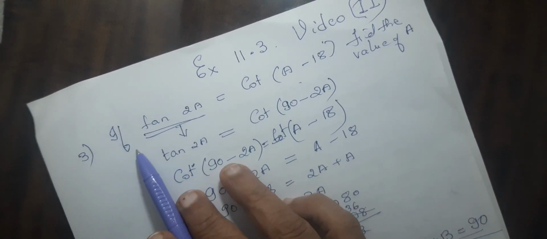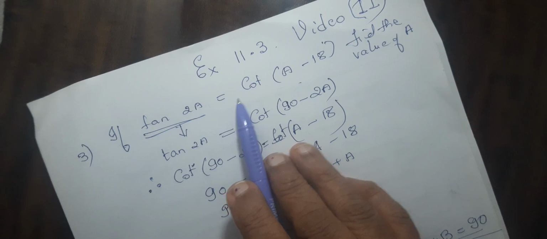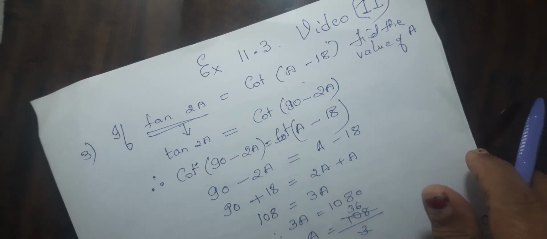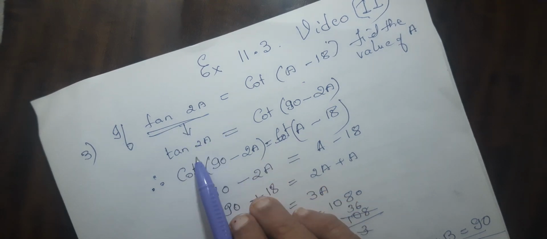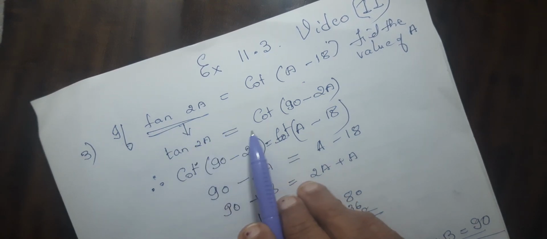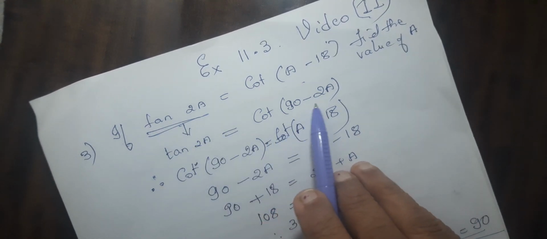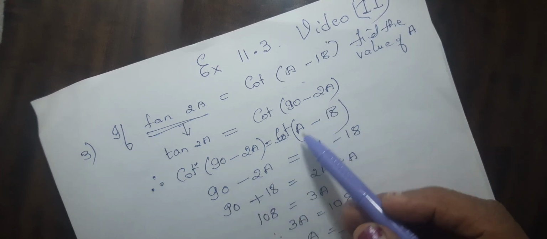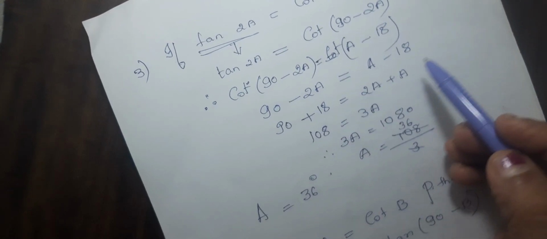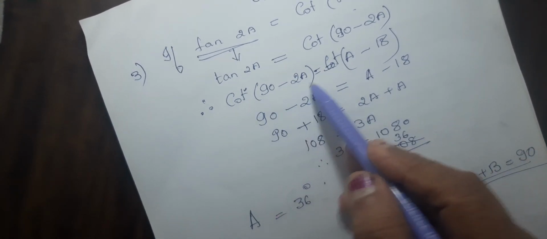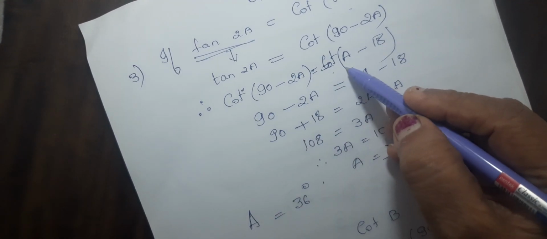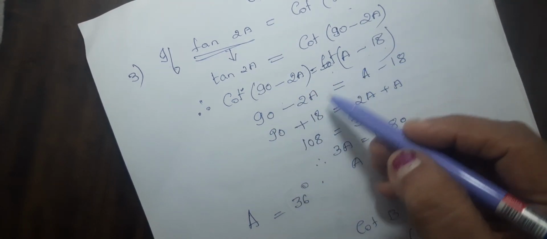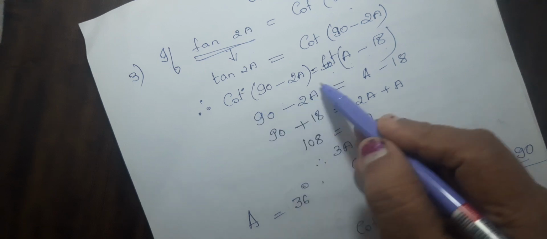Okay. Now if tan 2a is equal to cot of a minus 18, find the value of a. This is the problem. So tan 2a, what we do, we write it in the form of cot of 90 minus 2a. Then therefore, what will you write now? Cot of 90 minus 2a is equal to cot of a minus 18. So LHS I have changed. Okay. So now both sides are cot.